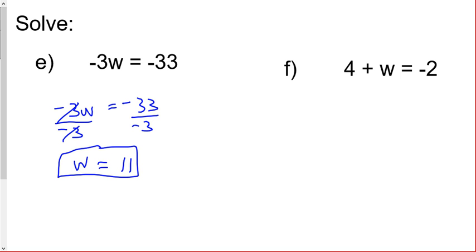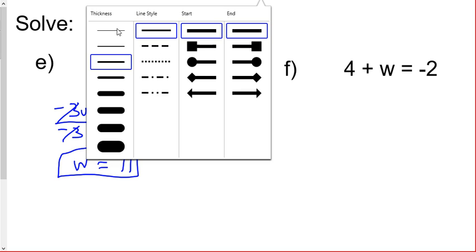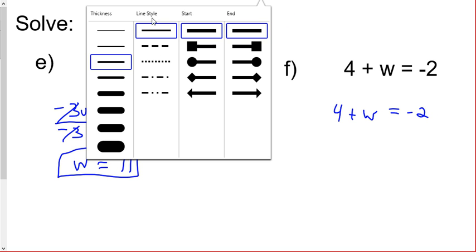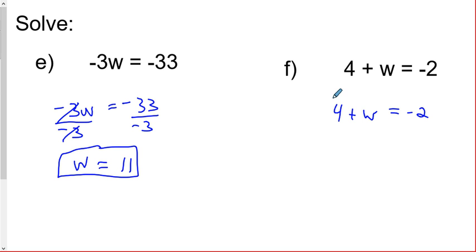All right, here we go. Let's try this one. It's adding. I've got adding being done to W. How do I undo adding? Well, I subtract. So 4 plus W equals -2. I need to subtract 4 from both sides to get rid of that 4. So that's going to leave W by itself. -2 minus another 4 gives us -6.